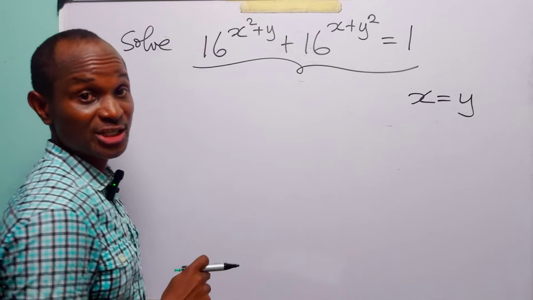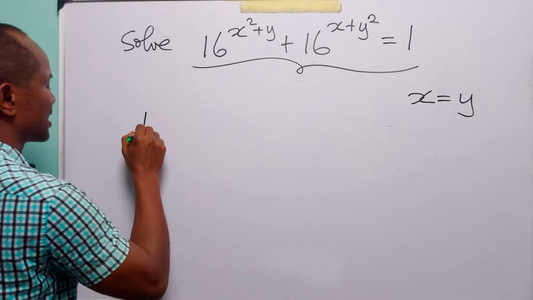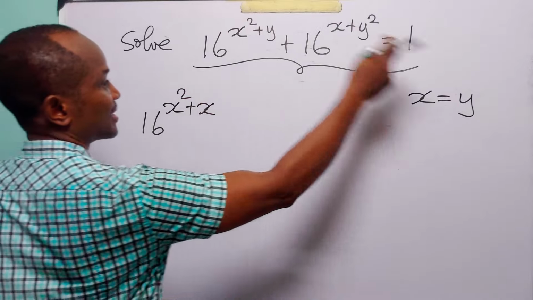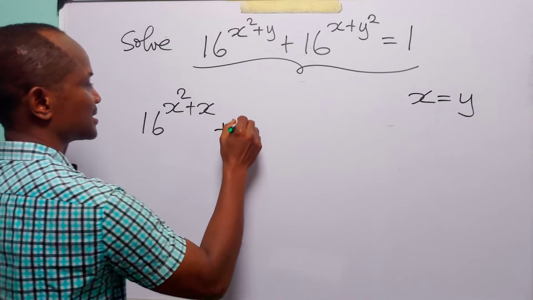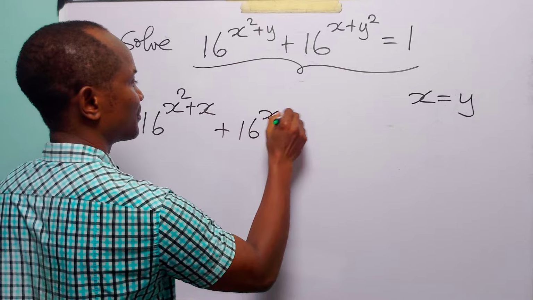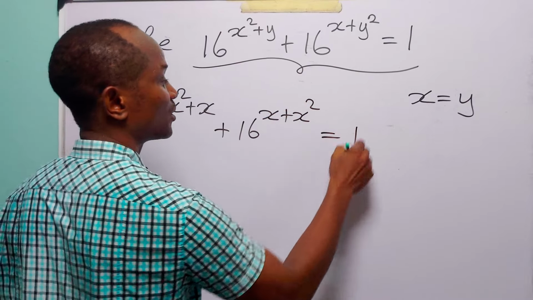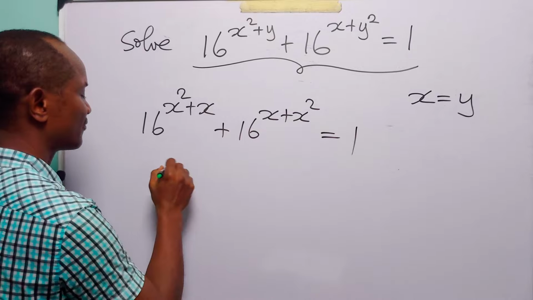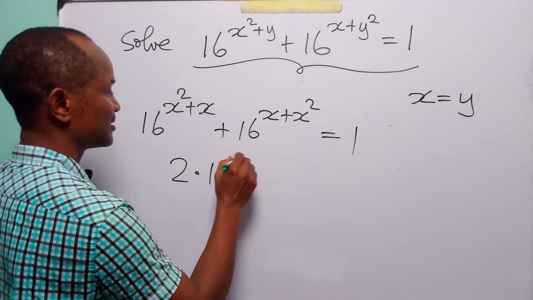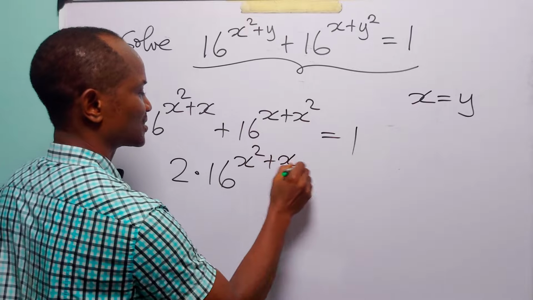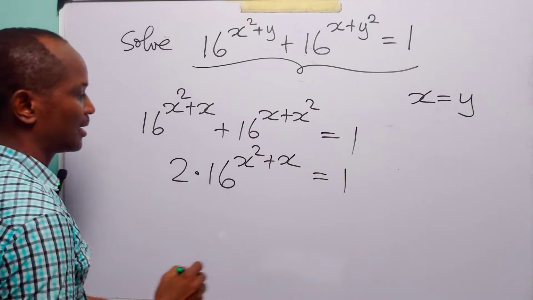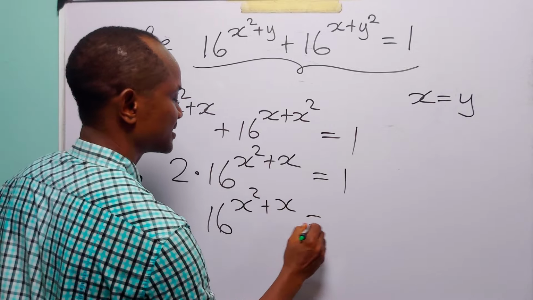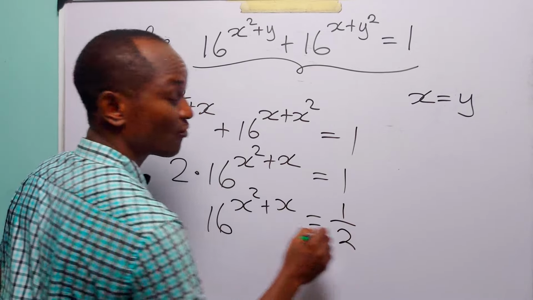And given this relationship, we can now write this equation as 16 to the power x squared plus x, remember that x is now equal to y, plus 16 to the power x plus x squared is equal to 1. Of course, you know that these two things are exactly the same. So we have 2 times 16 to the power x squared plus x is equal to 1. And we have that 16 to the power x squared plus x is equal to 1 over 2.